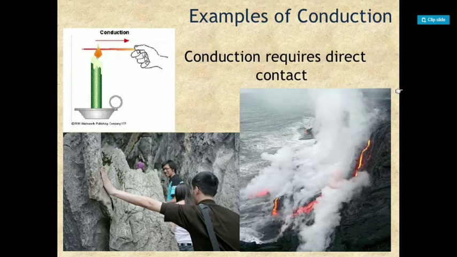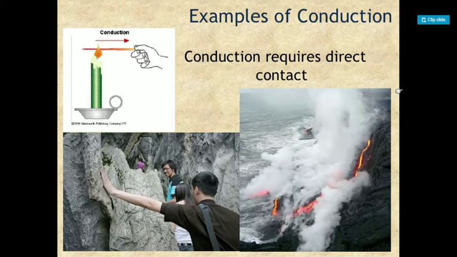Another example is when you touch the stones. For example, geologists or hikers, or people who are studying the rocks. These rocks will absorb the heat from the sun. They will store it, and later on, when someone passes by and touches the stone, they will feel the warmth of the surface of the stones.